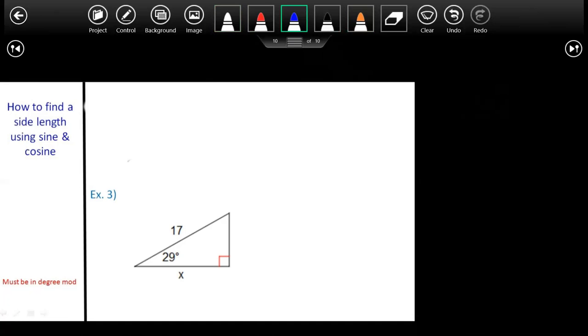What's our first thing we've got to do? Label. Always label. What is the hypotenuse side? The adjacent side? Opposite side, we don't know any information, so we're just going to leave it as a question mark. Nothing is new to that. We did that yesterday. What do we write down now? SOH CAH TOA. Just get used to it.